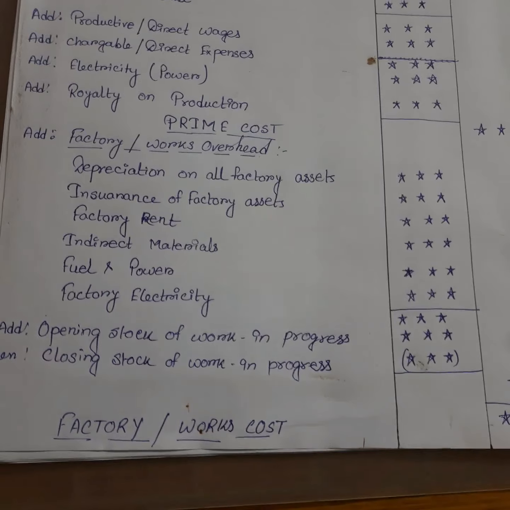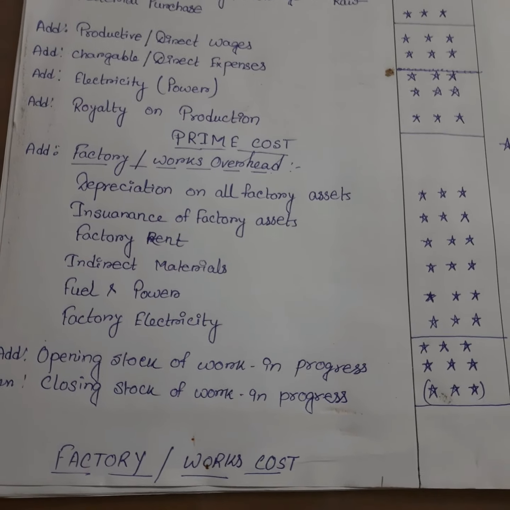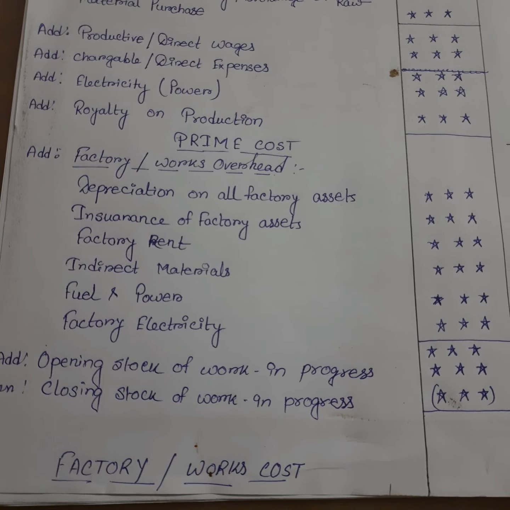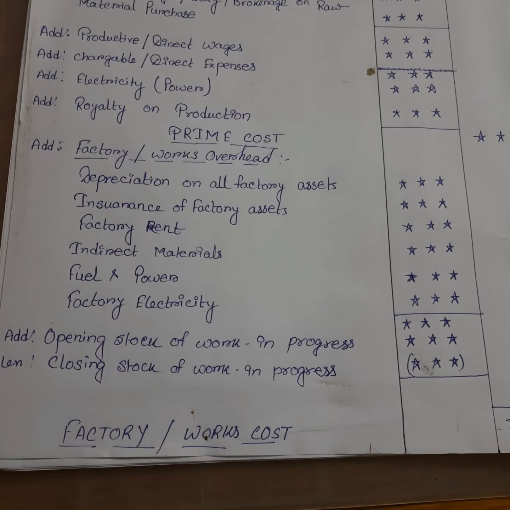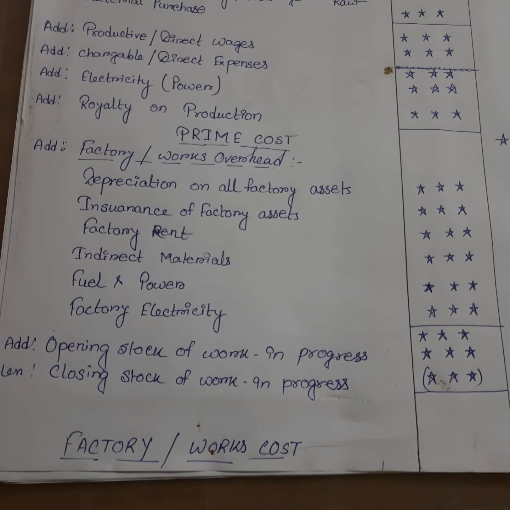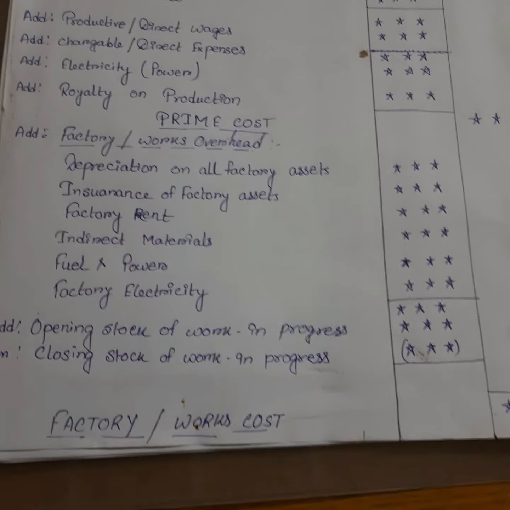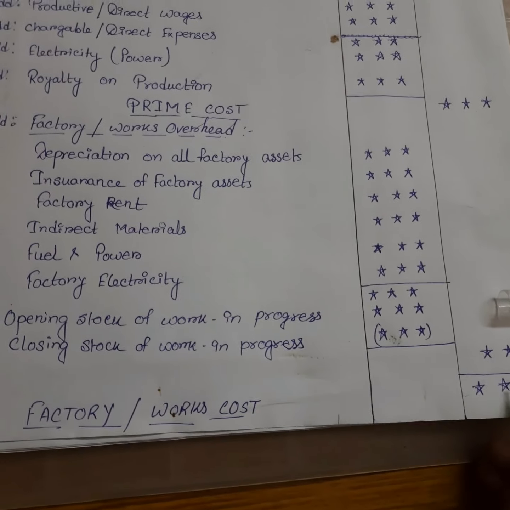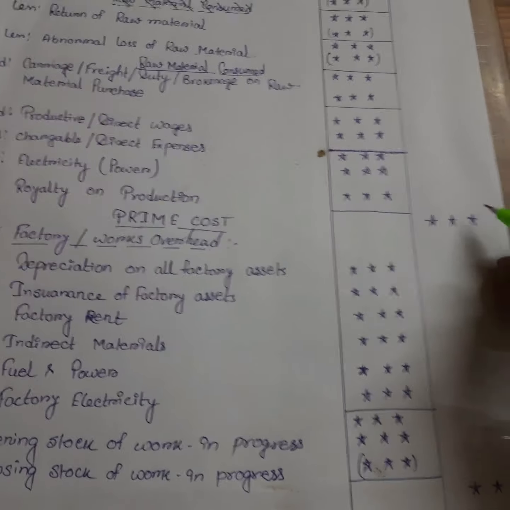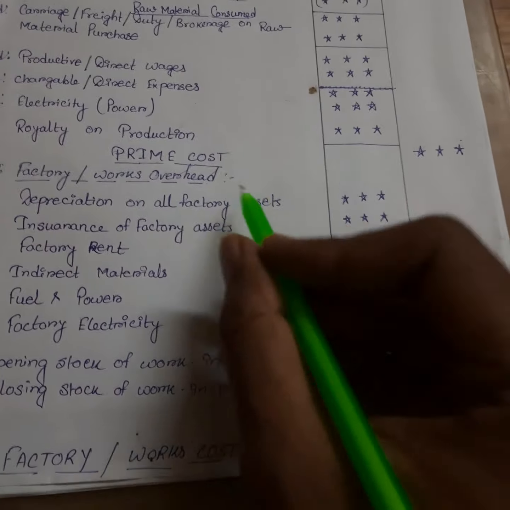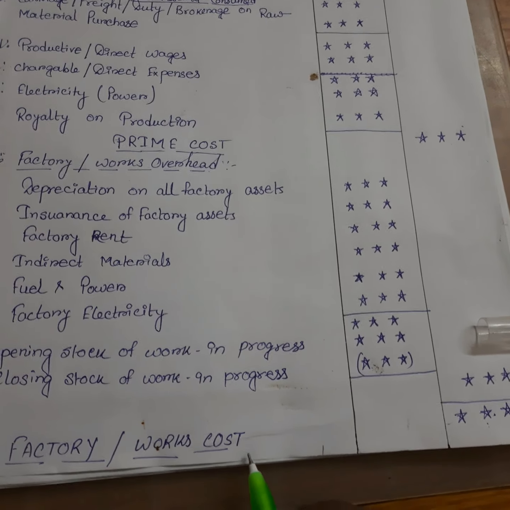Then we have to deduct the closing stock of work in progress. Same theory: if you have started the work in this year and it was not completed due to some reason and the year end comes, the portion which has already been completed in this year, we have to deduct as closing stock of work in progress from there. Then we add all this and we get factory cost or work cost, that is the prime cost and the factory overhead. Both added together give factory cost or work cost.